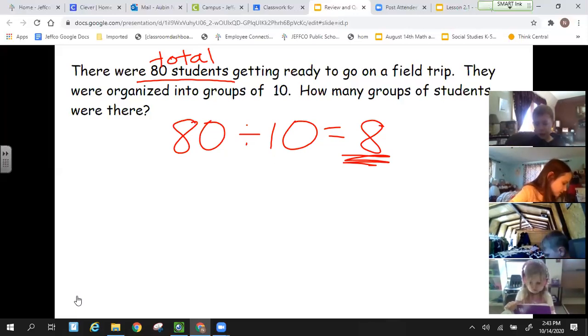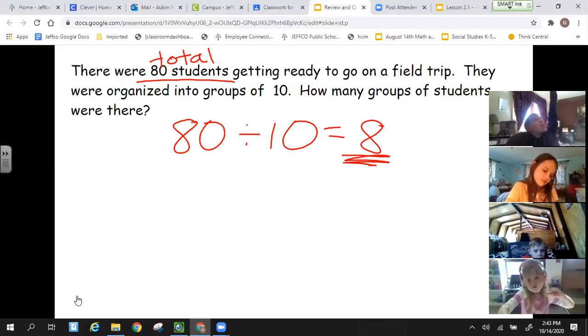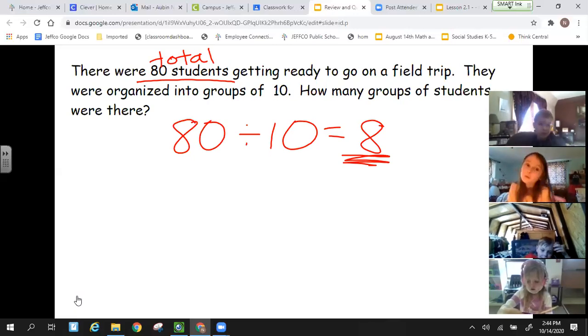All right, let's reflect and see if this makes sense. There were 80 students getting ready to go on a field trip. They were organized into groups of 10. There were 8 groups of students. Can you picture 8 groups of 10? What if I said 800 groups? Would that make sense? Could you have 800 groups when you have only 80 students? You don't even have enough for one in each. Okay, good job, you guys.